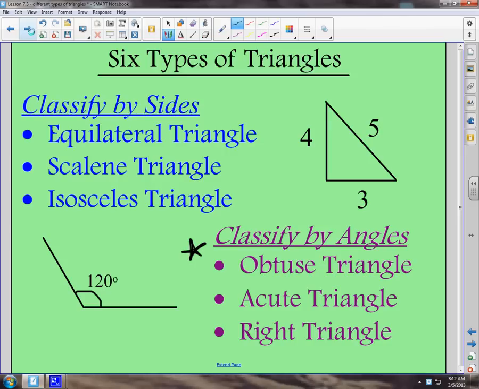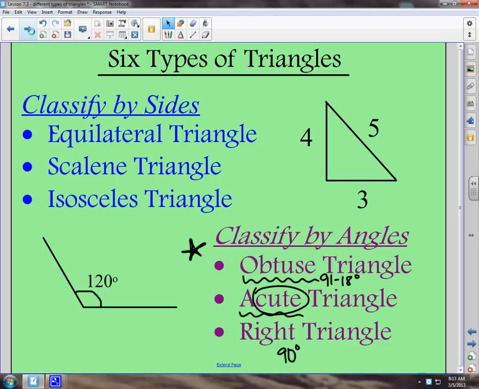If you remember, an obtuse triangle is fat, the angle measures are big. It goes from 91 to 180 degrees. And acute is a cute little triangle. It has a degree that is small. And then a right triangle has a 90-degree angle.